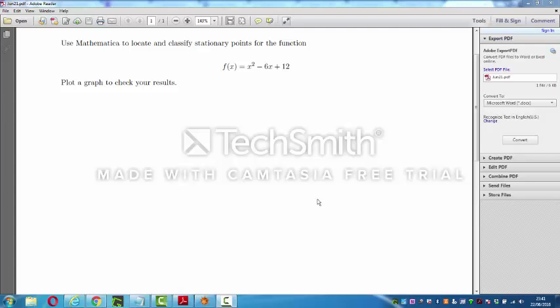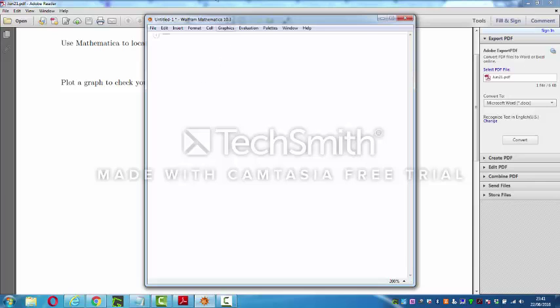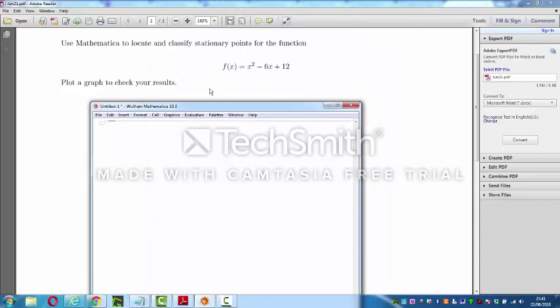In this example, we are asked to use Mathematica to locate and classify stationary points for a particular quadratic function as given here, and then plot a graph just to check our results. So, getting up a Mathematica window here, firstly let's put in a function here.